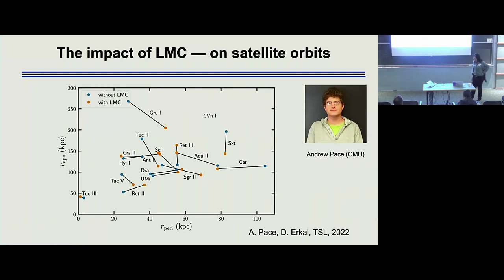So this is the work led by Andrew Pace, and I'll mention this paper several times for the rest of my talk. Andrew has been taking all of the dwarf galaxies in our Milky Way and trying to compute the peri and apo with and without LMC.